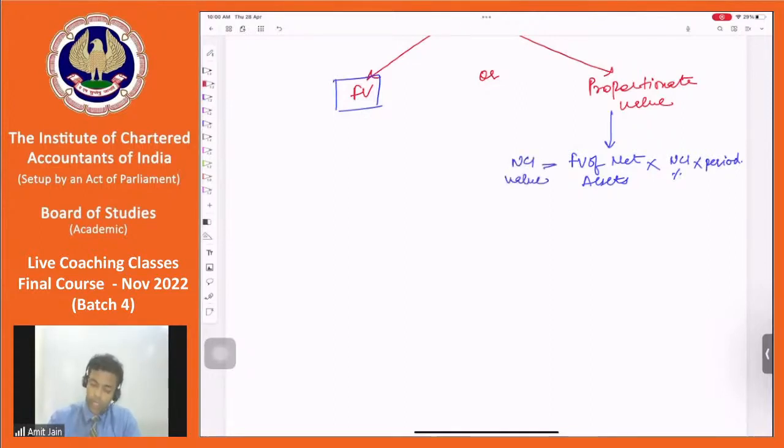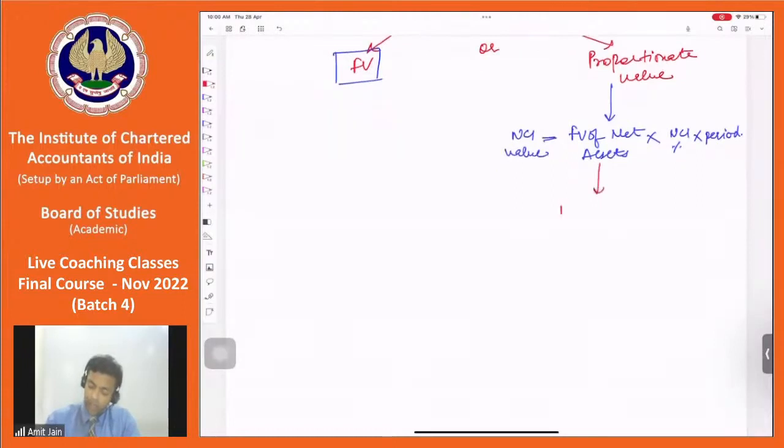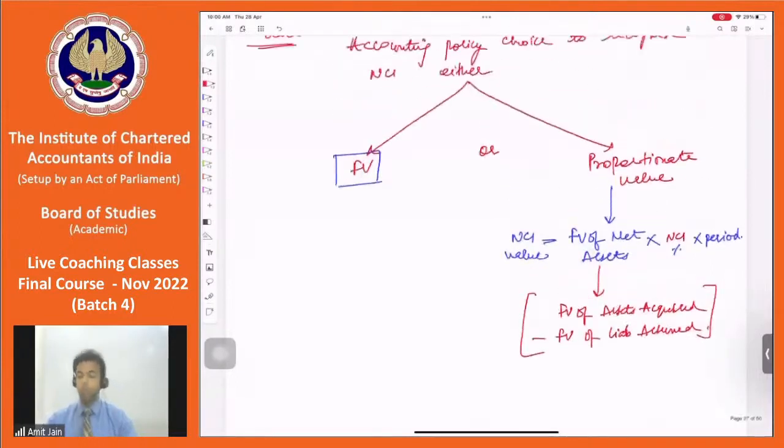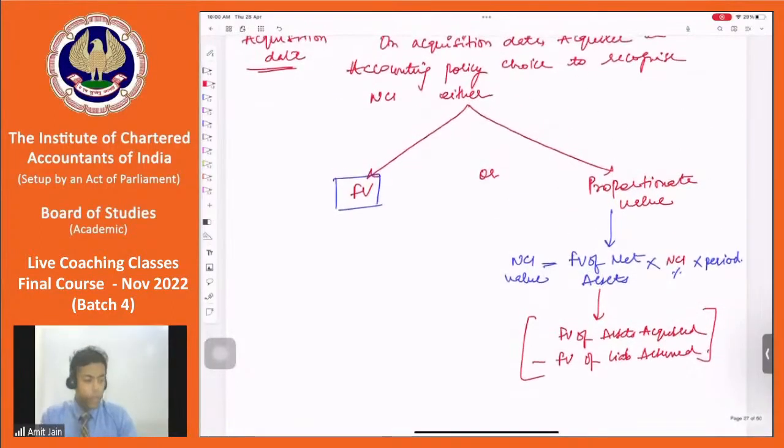Right? What is net assets? Fair value of assets acquired minus fair value of liabilities assumed. Right? Multiply by the NCI percentage. This is how the NCI needs to be computed.